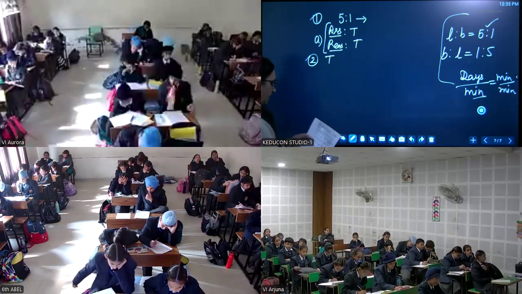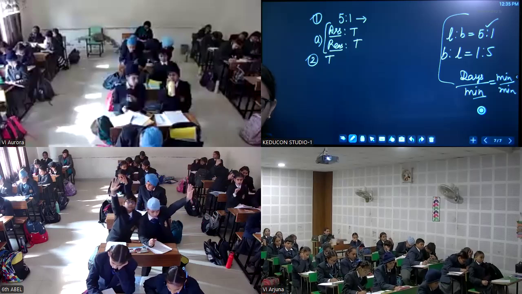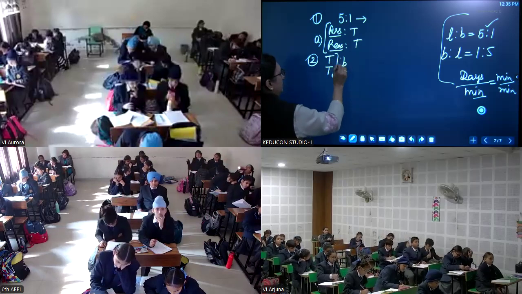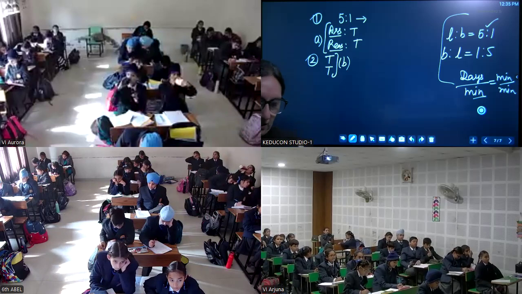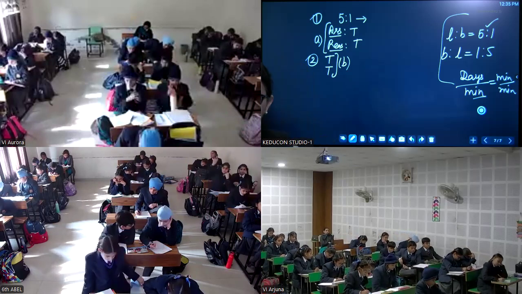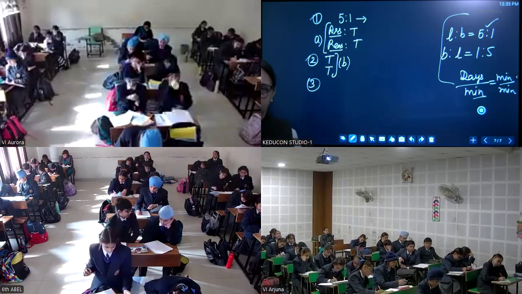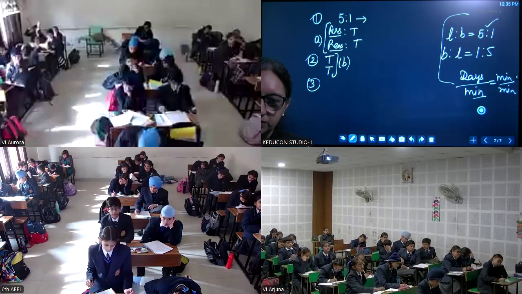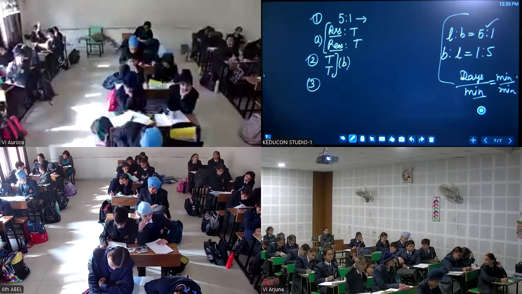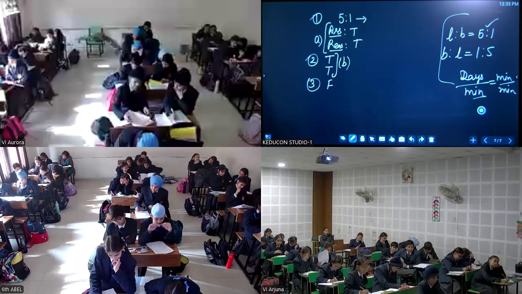Assertion is true. Reason: a ratio may be treated as a fraction. Yes, I told you it is a fraction only. So the option is B. Third question: the ratio 3:2 is the same as 2:3. Is it the same? 3:2 is the same as 2:3? No. Is this false? Yes, this is false. You have understood? I told you 1:5 is not equal to 5:1.